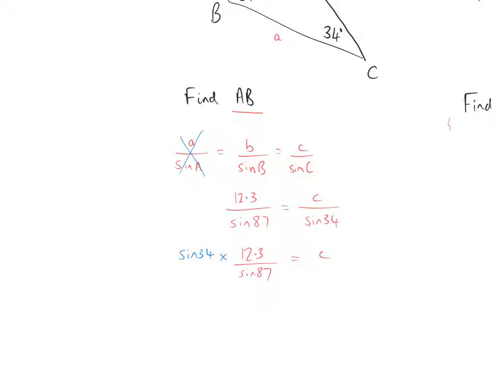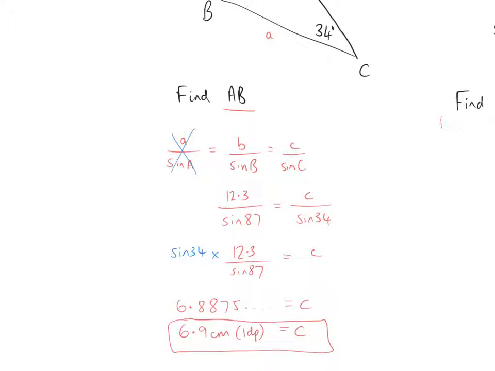Okay, I popped that into my calculator and the answer I got was 6.8875 blah blah blah is equal to C. Now, unless it says in the question to round it to 2 decimal places or something, we tend to round that to 1 decimal place. So this answer would be 6.9 centimetres to 1 decimal place. I would then finish my answer off by putting a box around it to make it really nice and clear to someone marking my work to see.